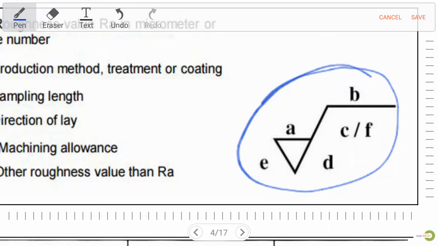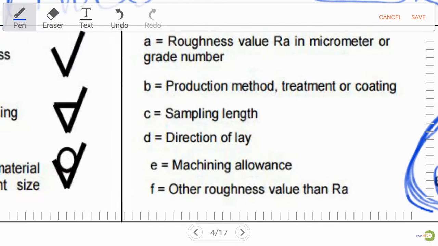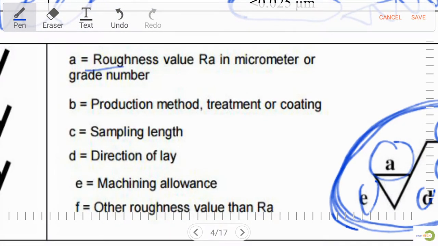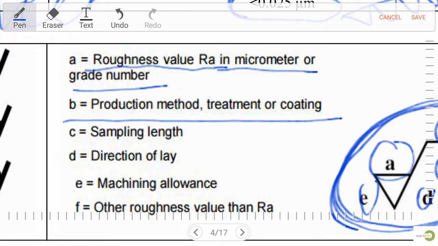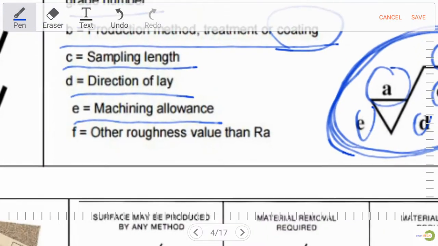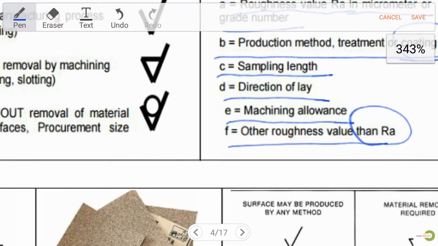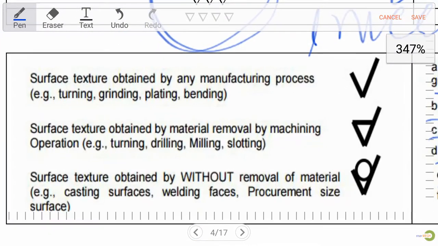Now over here, this symbol is also very important in case of drawing. What is the meaning of A, B, C, D, E, and F? Let's see one by one. The meaning of A is roughness value RA in micrometer or grade number. Okay. B stands for production method, treatment, and coating, C for sampling length, D for direction of lay, E for machining allowance, and F for roughness value other than RA. Okay. Now let's discuss some other symbols.